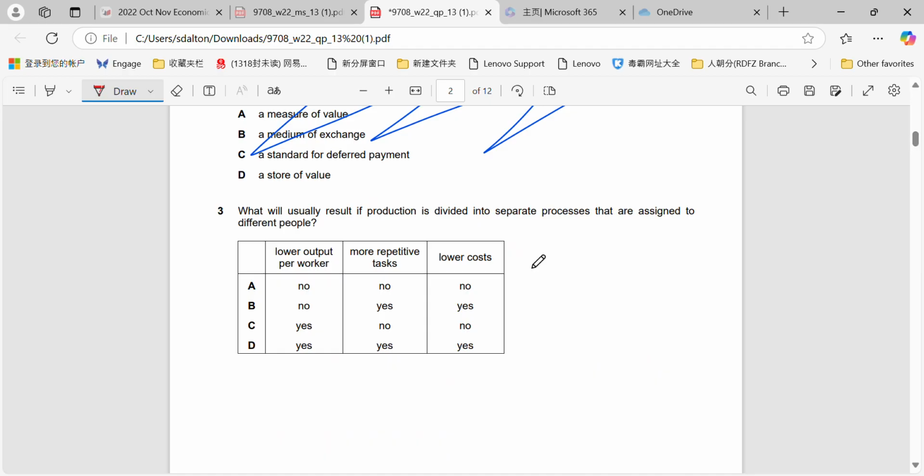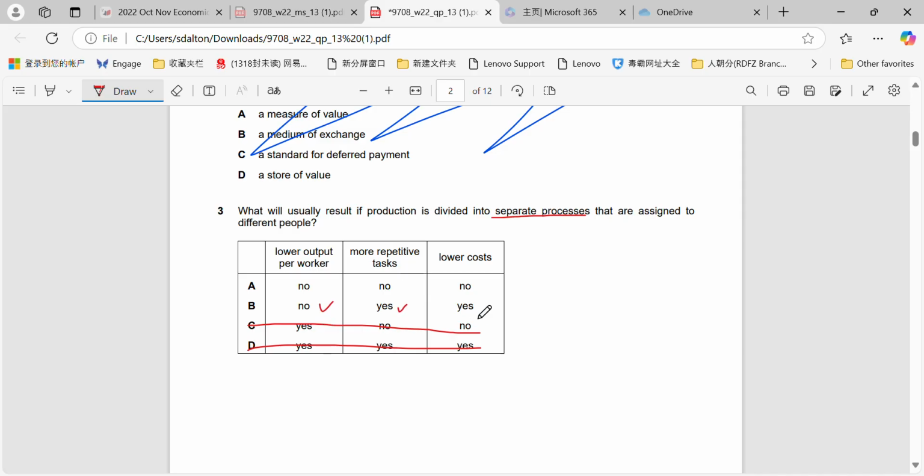Question 3. What will usually result if production is divided into separate processes? So we're talking about the division of labour here, where tasks are assigned to different people. So what happens with the division of labour? Does it result in lower output? No, it doesn't. It results in higher output. Does it result in more boredom? Absolutely, because people are stuck doing the same tasks day after day.